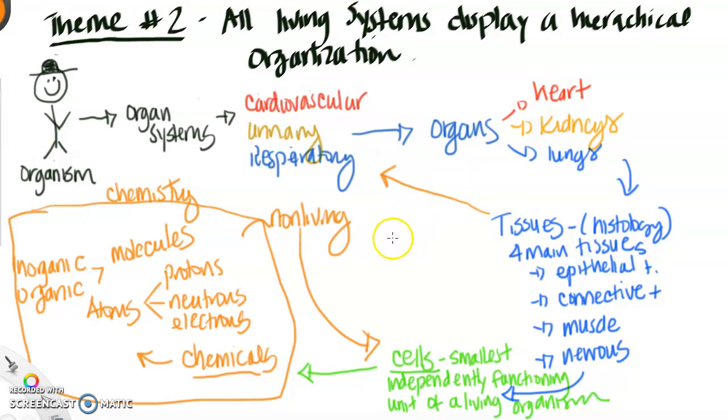So this is how the body is structured. This is most complex to least complex, or you can list it from least complex, so chemicals, all the way up to most complex, which is the organism.